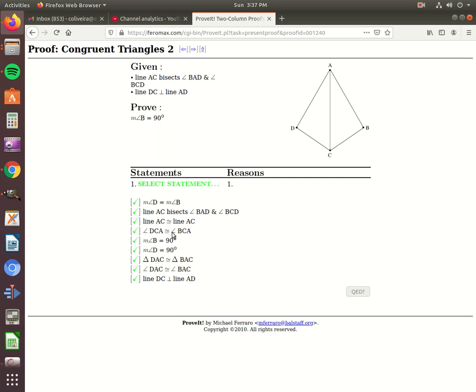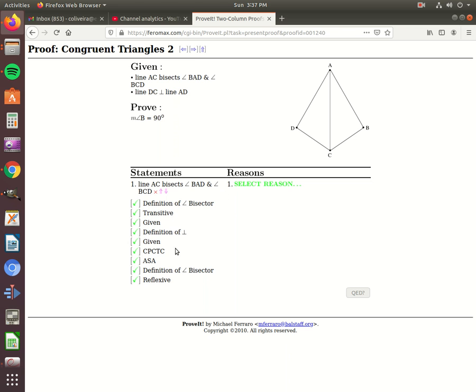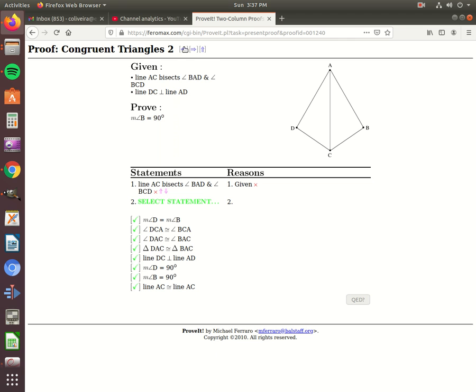or when you see the first statement. So I'll just start with the given: line AC bisects BAD and BCD. So I know that that is true because, and now I have a list of all the other reasons, right? So if you put these two together, you should be able to maybe do this one for yourself, or even go to the website and try it for yourself.